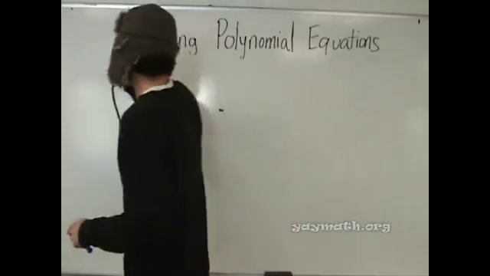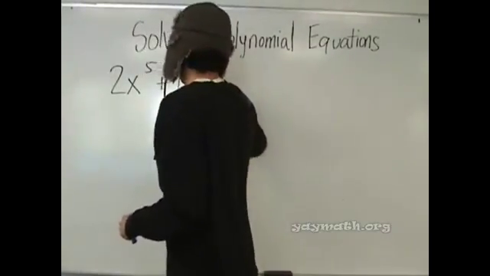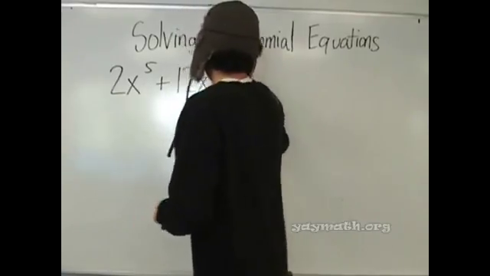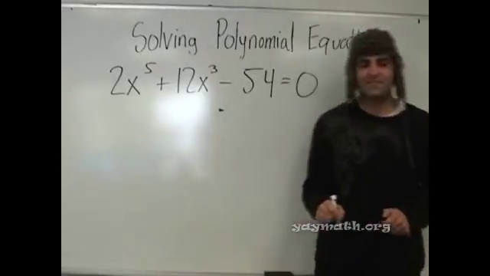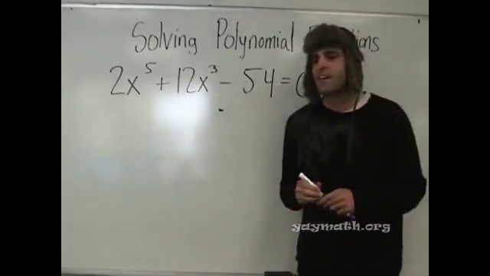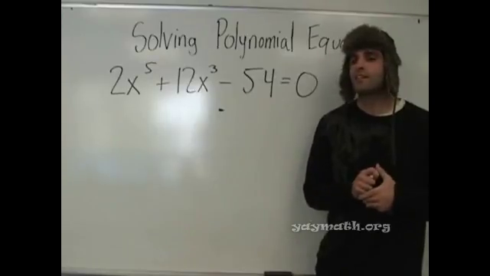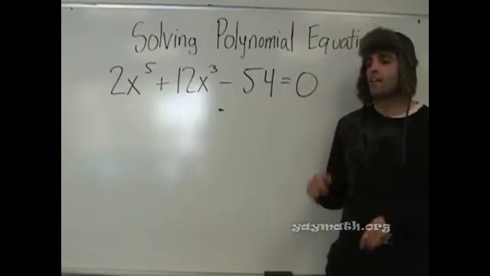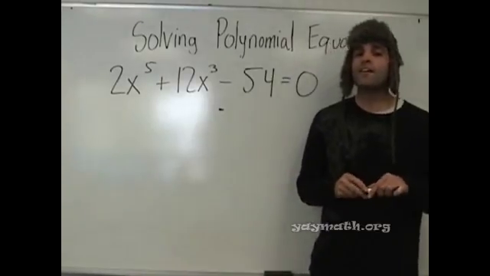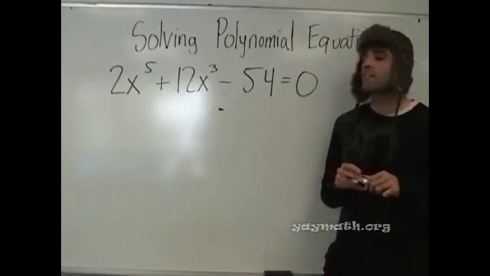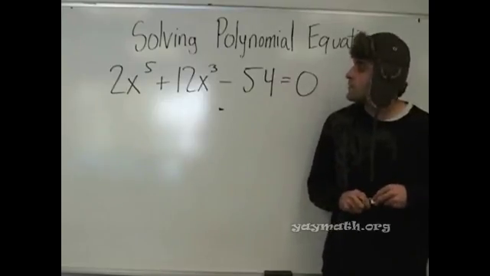Okay, last one. 2x to the 5th plus 12x cubed minus 54 equals 0. You ask, are you serious? Yes, it's serious. So, are you ready to rumble? Let's talk. What was the first step in all factoring equations again? Look for the greatest common factor. Is there an X? No, it is not there.